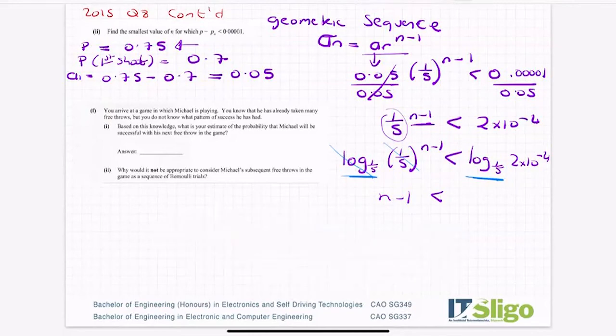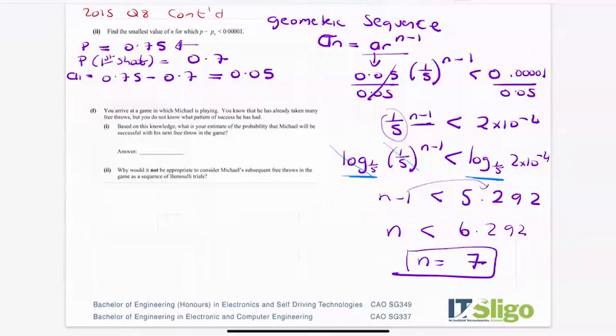And if you can get that into your calculator right, I am getting 5.292. Bring over the 1, n must be less than 6.292. And I presume it's to the smallest value, which is 7. Okay, so quite a difficult question there for part 2.